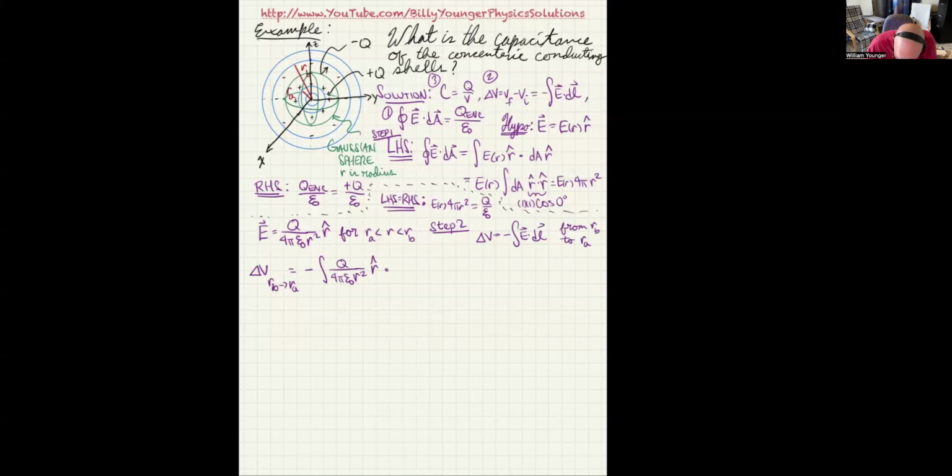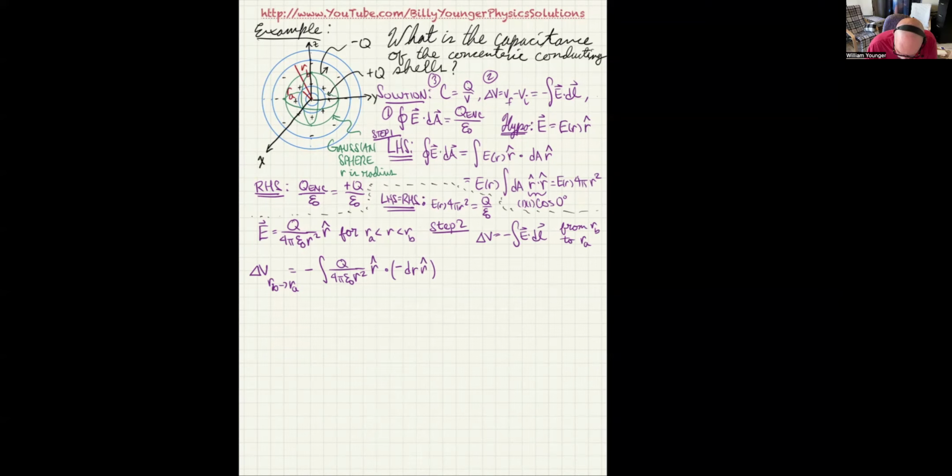So in that case, I'm going to let our DL dictate which way I'm going. I'm going to put a negative in front of it because it's going to point in the negative R hat direction. And then the DL part just becomes DR. And then the vector part is indicated by the R hat. So that's what I'm actually integrating.